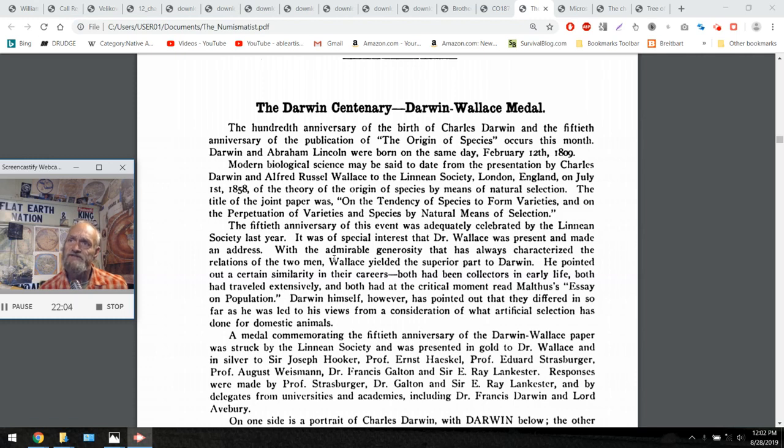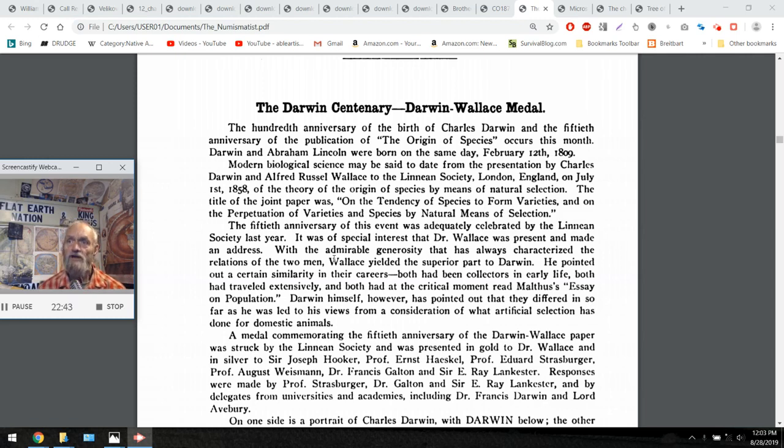The 50th anniversary of this event was adequately celebrated by the Linnean Society last year. It was of special interest that Dr. Wallace was present and made an address. With the admirable generosity that has always characterized the relations of the two men, Wallace yielded the superior part to Darwin. He pointed out a certain similarity in their careers. Both had been collectors in early life. Both had traveled extensively, and both had, at the critical moment, read Malthus's essay on population.